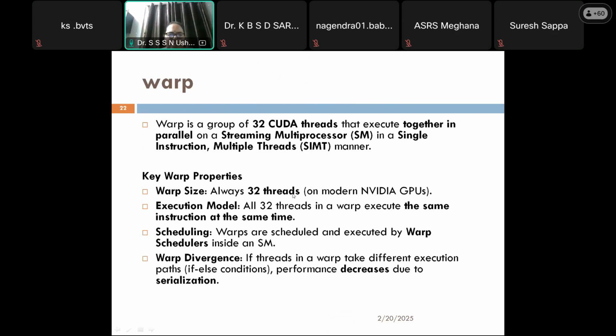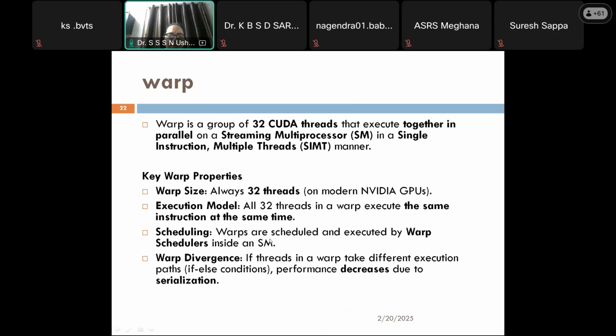So warp size is always 32 threads in modern NVIDIA GPUs. That's why we are considering 32 threads. The execution model is that all the 32 threads in the warp execute the same instruction at the same time. It should be the same instruction, then only we can apply the parallelism. That means the action is the same.